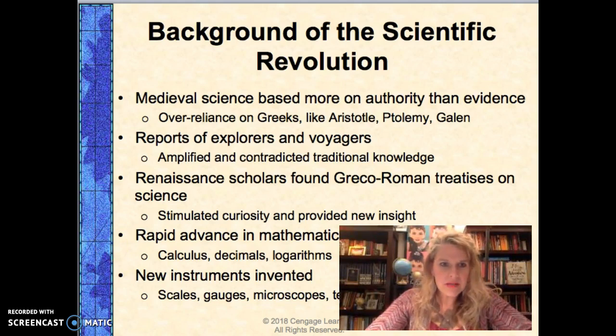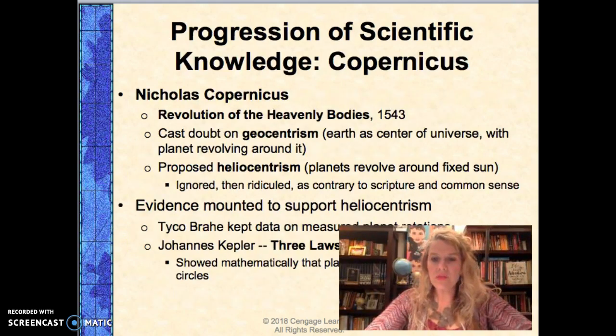Okay, so background. Progression of scientific thoughts. We talked about Copernicus, Nicholas Copernicus. Geocentrism, the Earth is the center of the universe, or heliocentrism, which would be the sun. Both Martin Luther and John Calvin mocked him for his beliefs and said that he was wrong, and he was not.